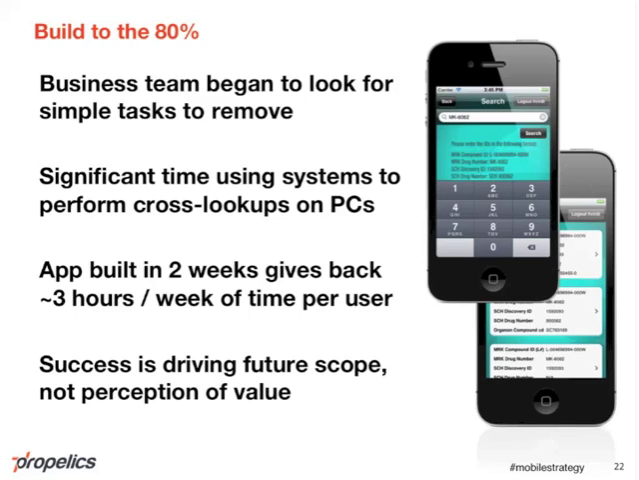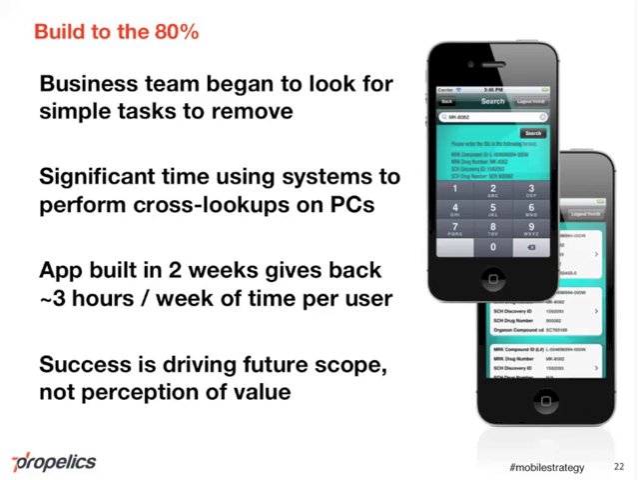It was not a very complicated type of process, but it just took time because they were going away from their workstation back to a PC to bring up a few different systems, get some information, come back, et cetera. And so we built a small application in 2 weeks that, based on their numbers, gives back about 3 hours per week per user, based on time spent doing these lookups, going to the right information, writing things down, and bringing those back.